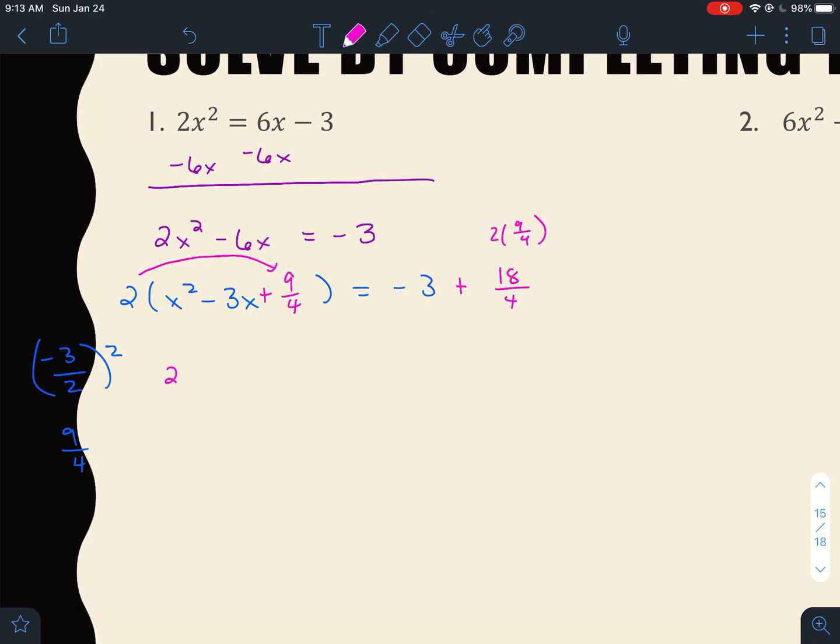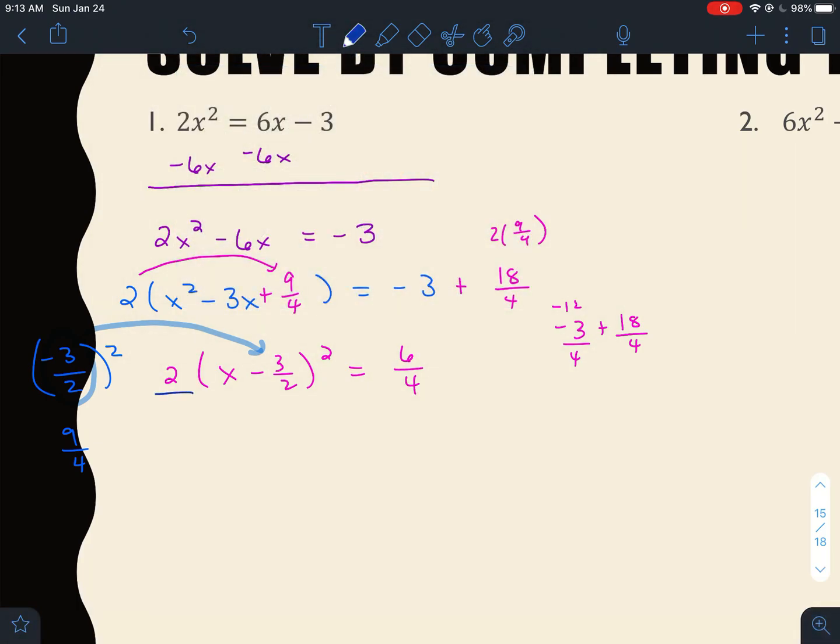And then I factor, that would be 2. And then remember, when there's a fraction, I can just use that middle number. So this would be 2 times x minus 3/2 squared equals negative 3 plus 18/4. I'm going to put that over 4. So that would be negative 12/4 plus 18/4, so this would be 6/4.